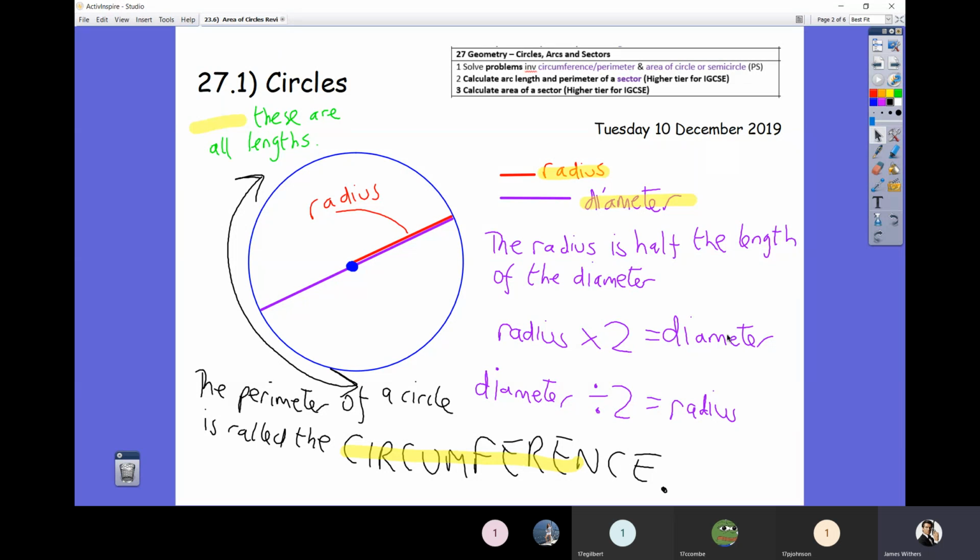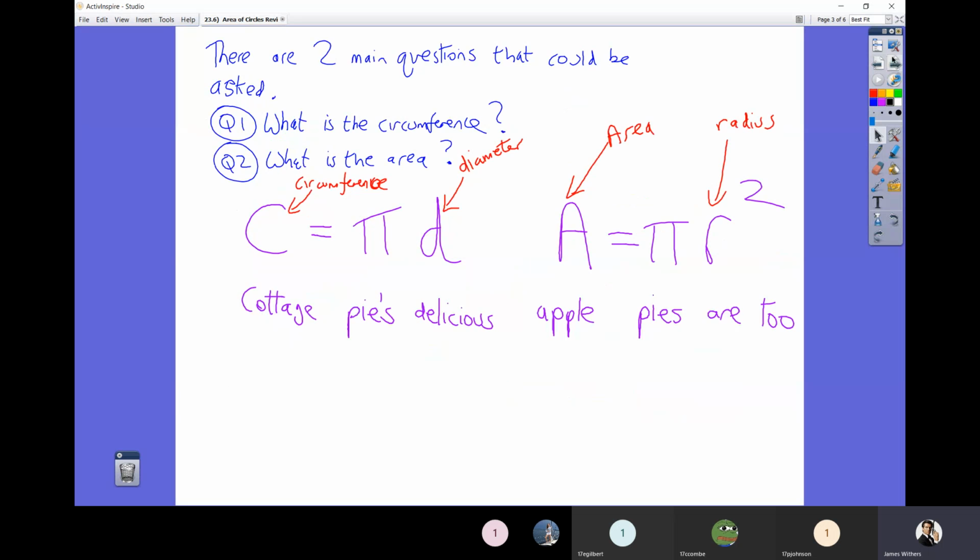That's that purple bit. So the radius and diameter are both lengths. The other length that we need is the perimeter of the circle. It's the length all the way around the outside of the circle, and that's called the circumference. So there are two formulas that you need to learn. The first one works out the circumference, and the second formula works out the area.